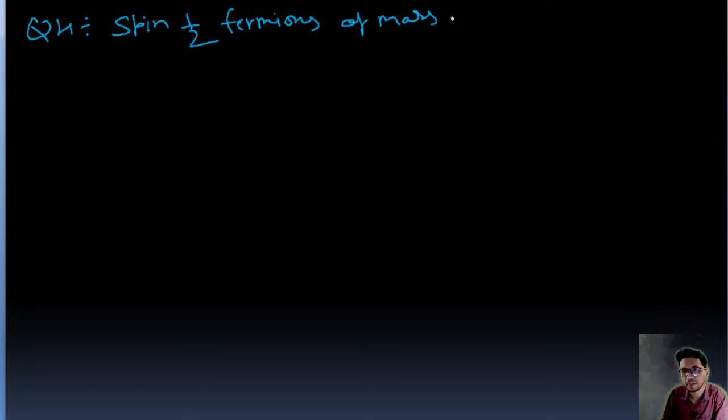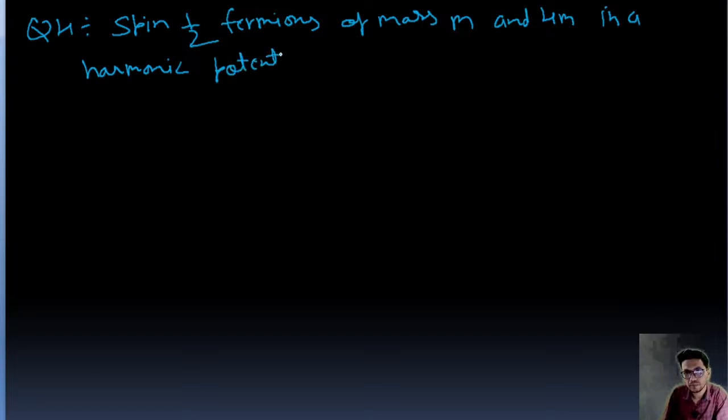Well, so the question is: spin half fermions of mass m and 4m in a harmonic potential V(x) = (1/2)kx².